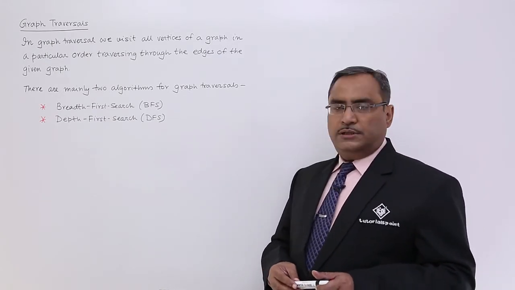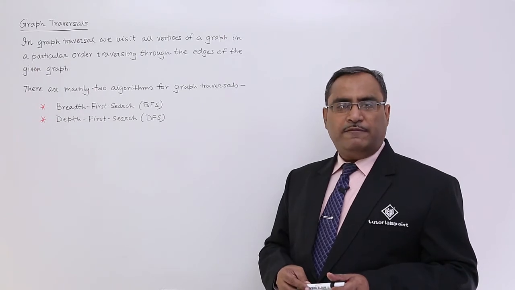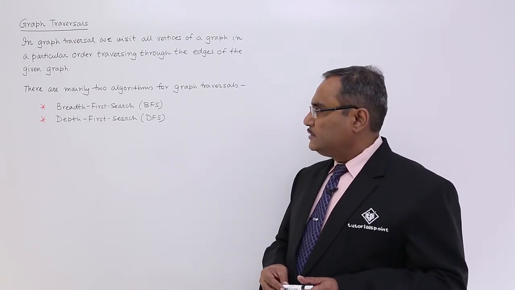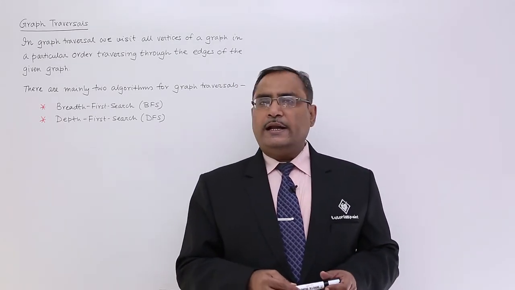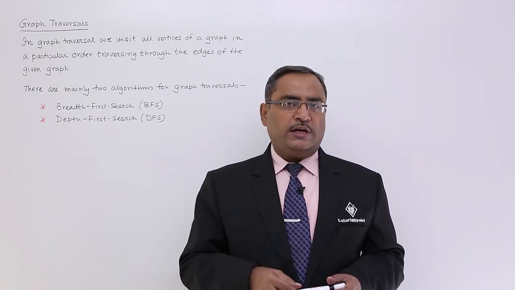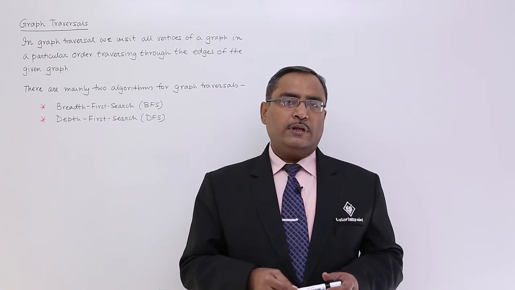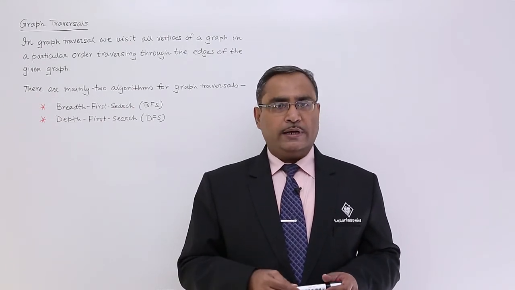Breadth first search, in short called BFS, and depth first search, in short called DFS. So, breadth first search and depth first search are the two searching algorithms or graph traversing algorithms which we usually use in our daily usage.